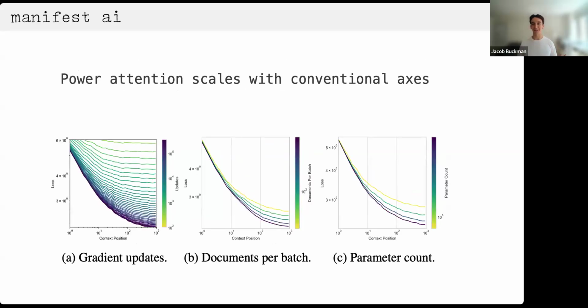Next, power attention is a nice, well-behaved architecture. It scales with what I would call the conventional axes of scaling, right? More gradient updates, better performance, better in-context learning. More documents per batch, better performance, better in-context learning. Parameter count, better performance, better in-context learning, etc. So all the ways you would want a neural network to scale, you would expect a transformer to scale. Exact same thing seems to be true for power attention up to the scales that we've been able to test.